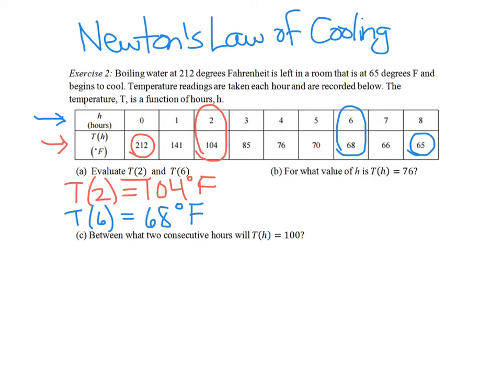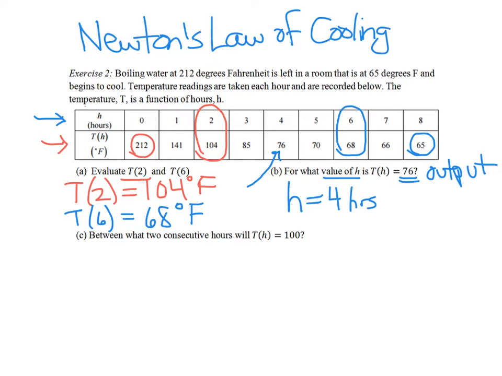Now, the next part of the question says, well, for what value of h is T of h equal to 76? Notice that now I'm being given the output value. That means I want to know what's the time when the temperature is 76 degrees. And you'll notice that we see that right in our table. There's 76 degrees. How many hours did it take? It took 4 hours for the water to go down to 76 degrees. So our answer for this is that the input is 4 hours when the output is 76.